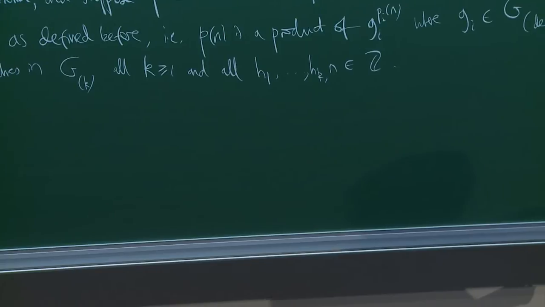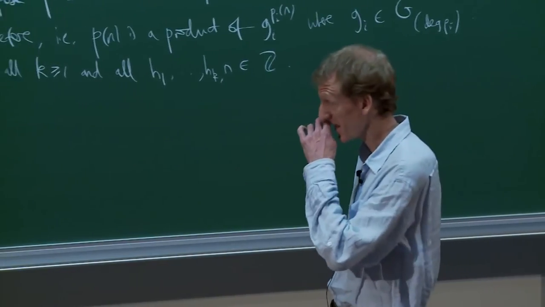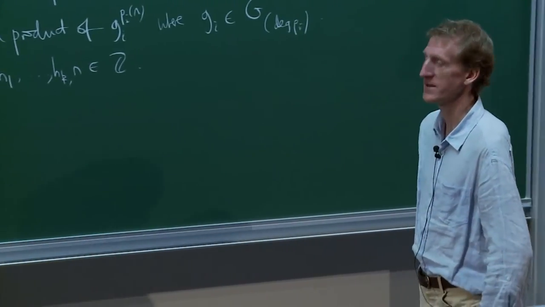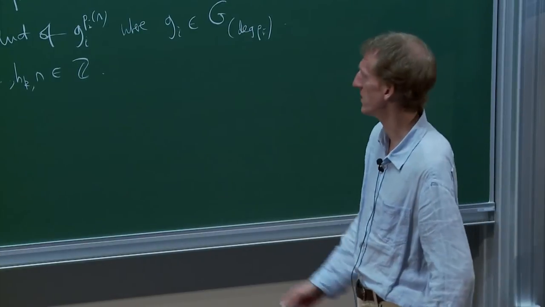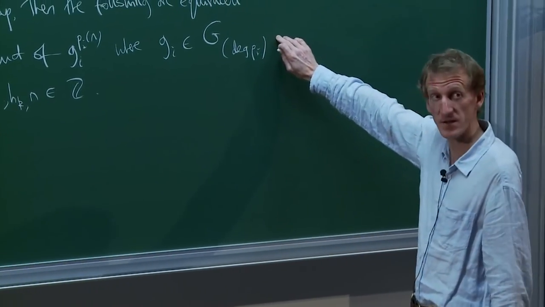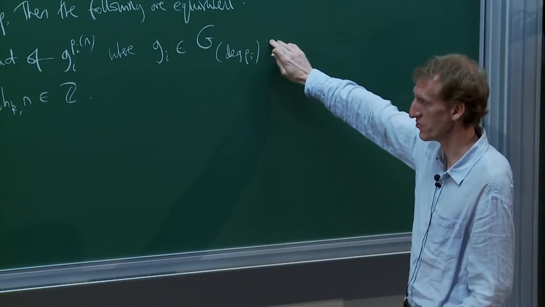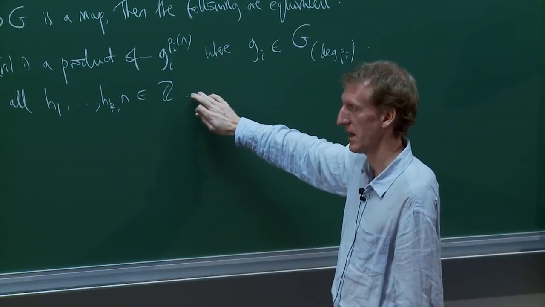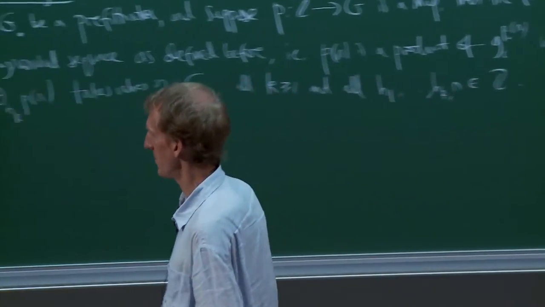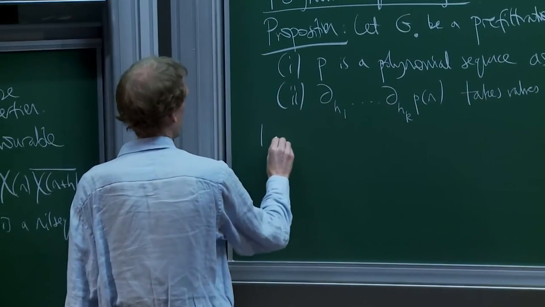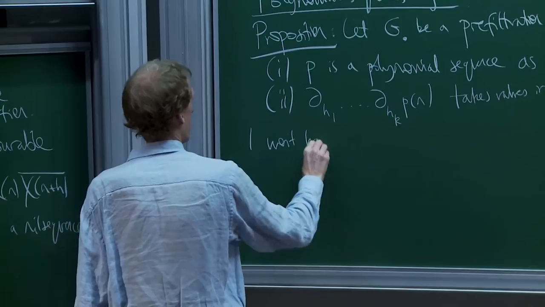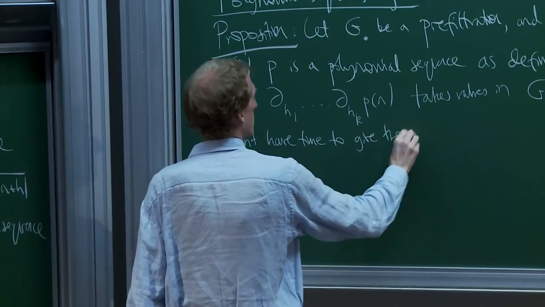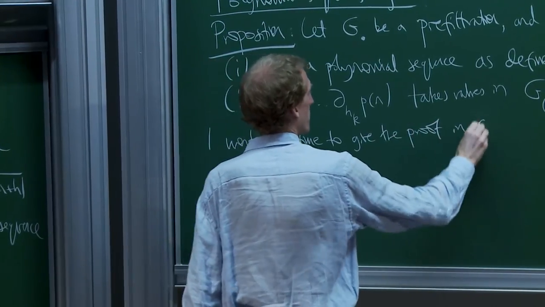And I want to mention, I don't think I'm going to have time to prove this. I mentioned this before and I said that this is quite a non-trivial fact. The objects satisfying one are obviously a group, but the same is far less clear for objects satisfying two. So I don't think I'm going to have time to give the proof in full.